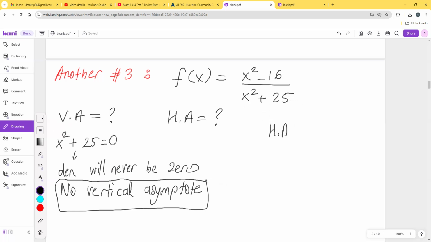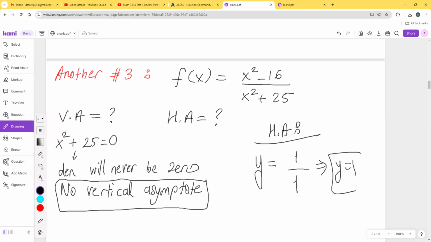But for the horizontal asymptote, both of you got the right answer. The degree at the top is 2 and the degree at the bottom is 2, which means they have the same degree. Horizontal asymptotes always start with y. How many x squares at the top? 1. How many at the bottom? 1. So y equals 1 is the only horizontal asymptote. This question is unique and special because it has no vertical asymptote, since the denominator never becomes 0. Okay, easy? That's our number 3 on the test.